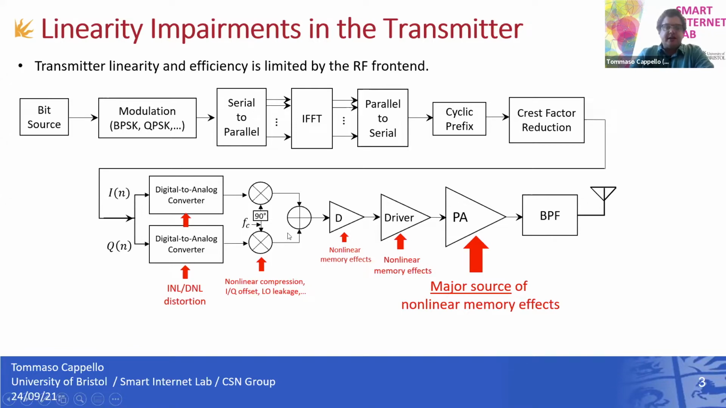If we look inside, we find out that the PA, this last stage, is the major source of nonlinear memory effects. Nonlinearity typically manifests because of the compression of the power amplifier, and it can also present memory effects. So the history of the amplified signal somehow impacts the amplification characteristics of the PA at the current moment.